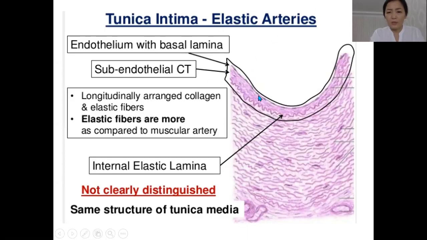Also elastic arteries too. Tunica intima is lined by endothelium with visible flattened nuclei, because we said that endothelium is a simple squamous epithelium which consists of flattened cells with flattened nuclei. That's why this line is endothelium. Below the endothelium, we can see subendothelial connective tissue, this pink part. And the internal elastic lamina is present here, but not clearly distinguished.